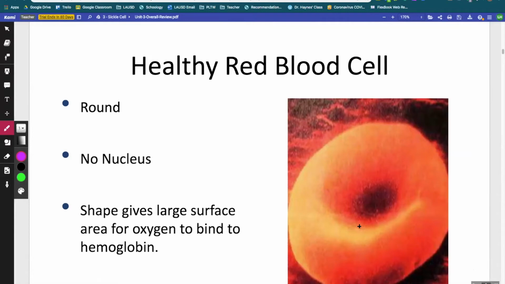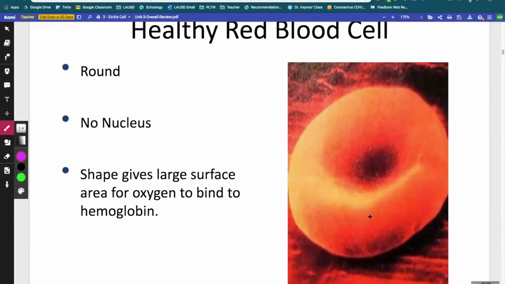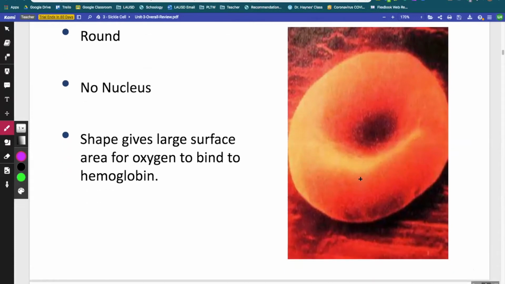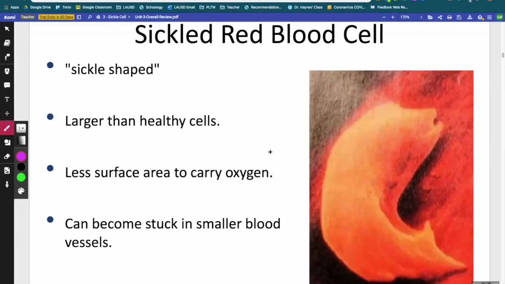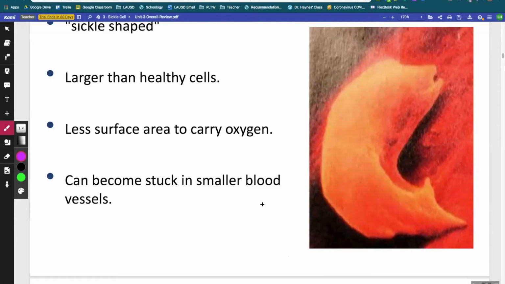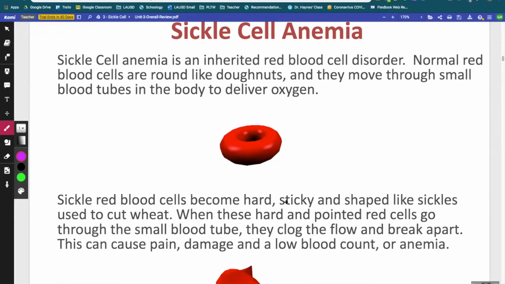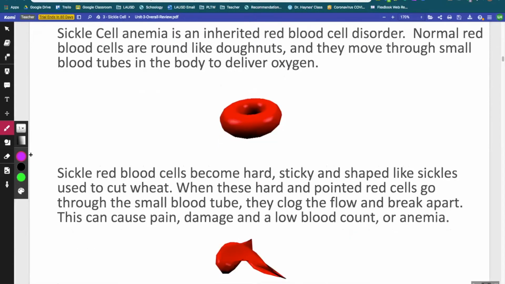So here we have a healthy red blood cell, and it's round. It kind of looks like a donut, but it's not a real donut because it doesn't have a hole, and it's able to hold lots of oxygen because of hemoglobin. But in a sickled red blood cell, the red blood cell takes on this really weird shape like a sickle or a crescent moon. The sickle cells are larger, they can't carry as much oxygen, and because of their shape, they get stuck in the blood vessels. So Anna has sickle cell anemia.